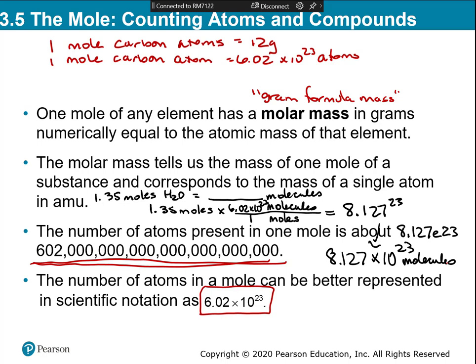So am I done? What's the last thing I gotta do? Sig figs. So 1.35, how many significant figures in that number? 3. So how many significant figures in 8.127? That has 4. So I've got to keep the 8.12. The next number's a 7. That rounds up or down? Up. So my answer would be 8.13 times 10 to the 23rd molecules.